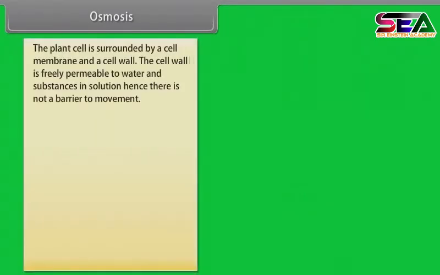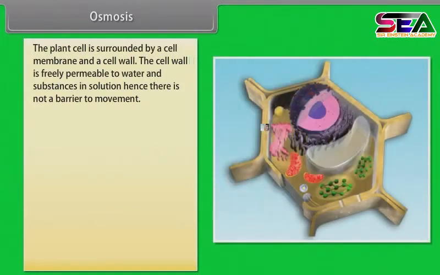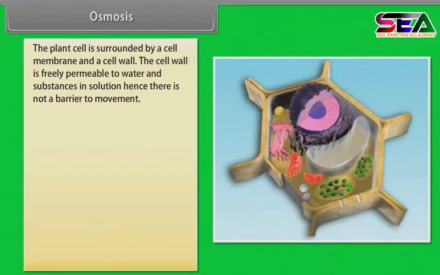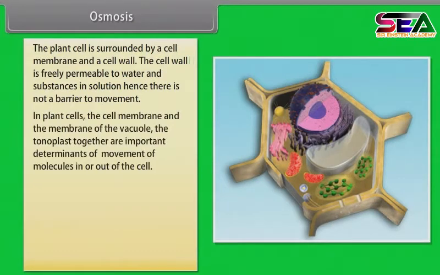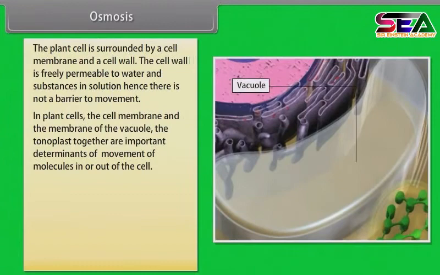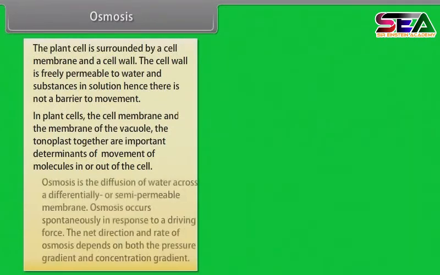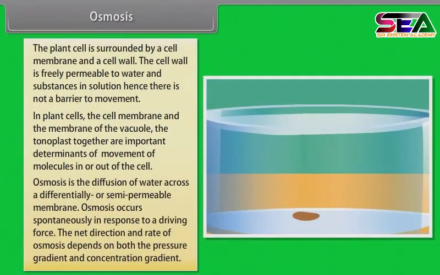Osmosis. The plant cell is surrounded by a cell membrane and a cell wall. The cell wall is freely permeable to water and substances in solution, hence it is not a barrier to movement. In plant cells, the cell membrane and the membrane of the vacuole, the tonoplast, together are important determinants of movement of molecules in or out of the cell. Now let us learn about osmosis. Osmosis is the term used to refer specifically to the diffusion of water across a differentially or semi-permeable membrane.